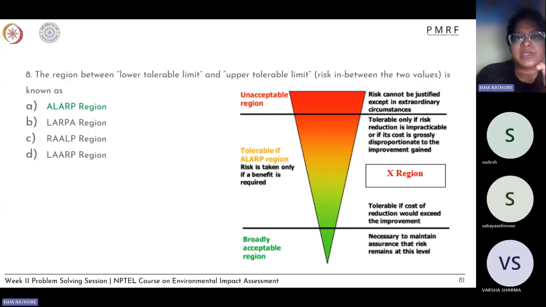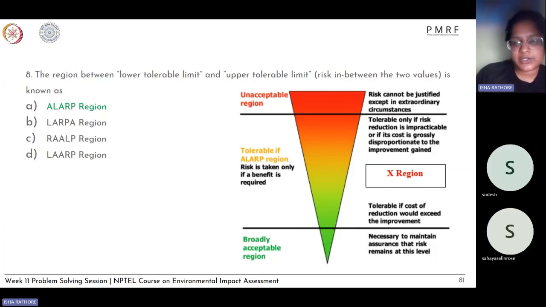So this is the region between the lower tolerable limit and the upper tolerable limit. So this is the tolerable region, also known as ALAP. ALAP is as low as relatively possible, so that is why the acronym. We only take risk in this region if there's a benefit required. Otherwise, we try to remain in this broadly acceptable region only. Okay, so A is the correct answer. So moving on to the next question.